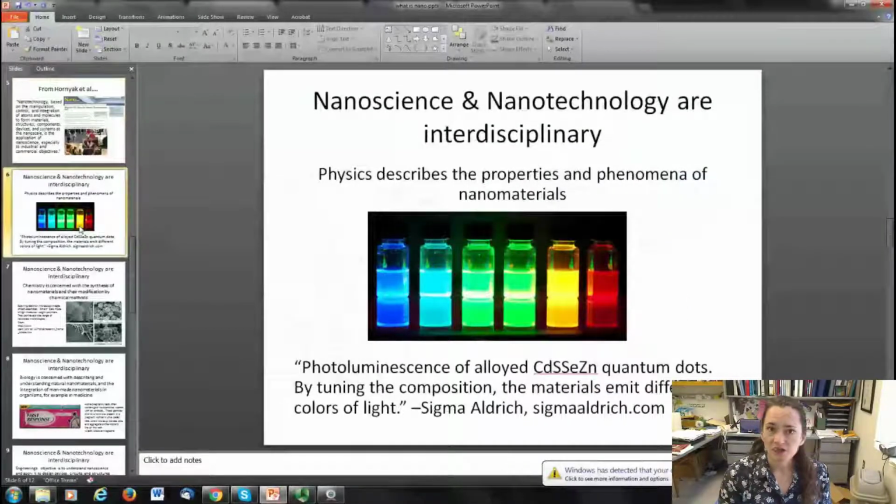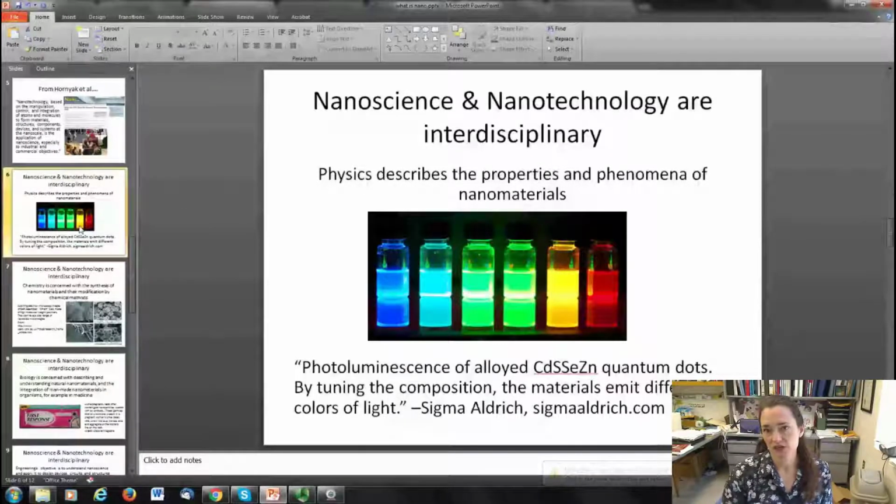Now, it's a difficult field to study in a traditional framework. And the reason is that nanoscience and nanotechnology are interdisciplinary. So it really takes teams of people working together with different scientific backgrounds to come up with new innovations and work in nanoscience and nanotechnology. So let's go over some of the key players and discuss their roles in this important research. So you have your physicist.